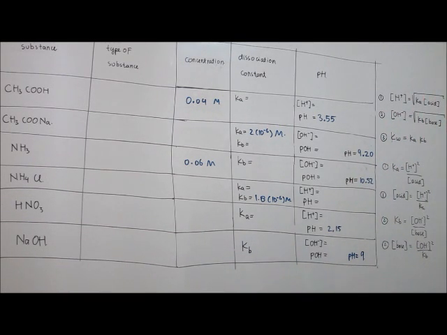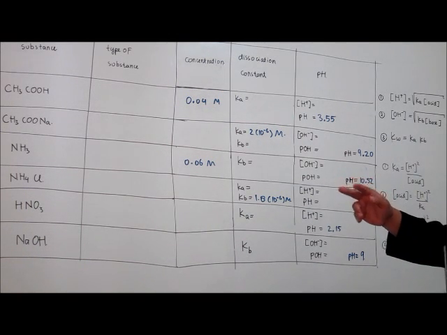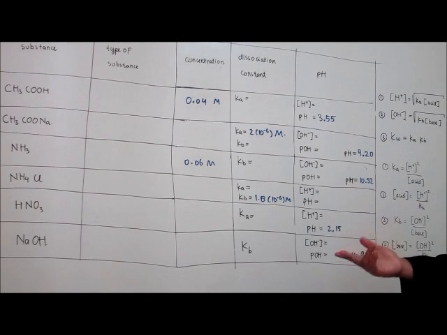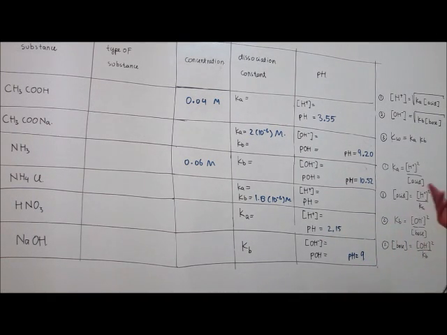We have three formulas to do that. Formula number 1 is to calculate the concentration of H plus, number 2 is to calculate the concentration of OH minus, and number 3 is to convert Ka and Kb. So if they give you Ka of a certain weak acid, you can calculate Kb of its conjugate base, and the other way around also.